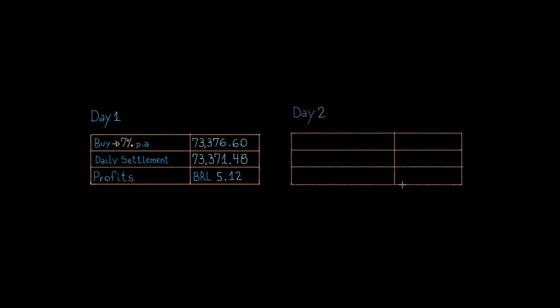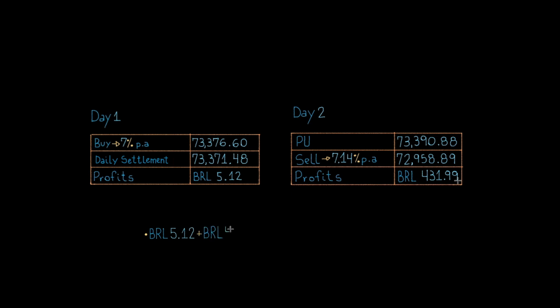On day 2, the investor is on a short position with PU settled at 73,390.88. The trade was closed at a sell rate of 7.14% per annum, and PU was bought at 72,958.89, resulting in 431.99 Brazilian reals of profit. Therefore, the profitability of this transaction is the sum of the profits received on day 1 and day 2, resulting in 437.11 Brazilian reals per contract.